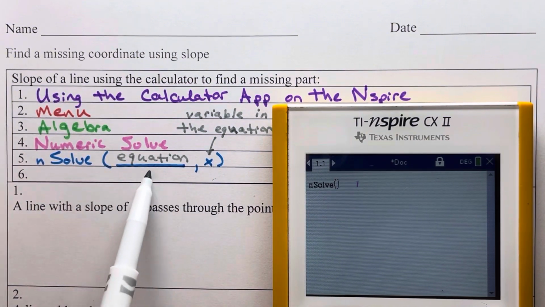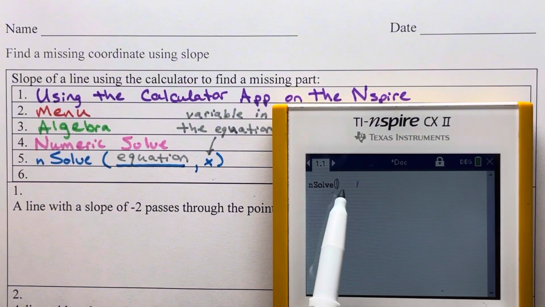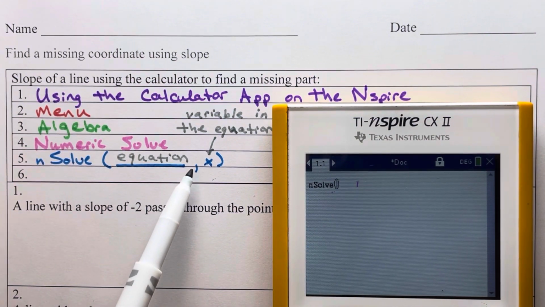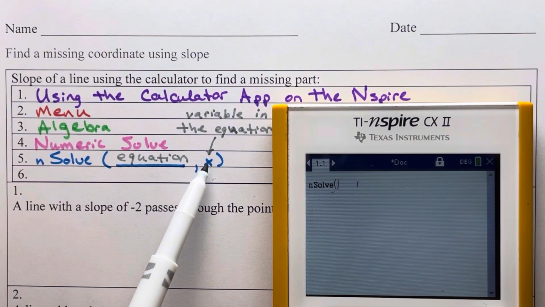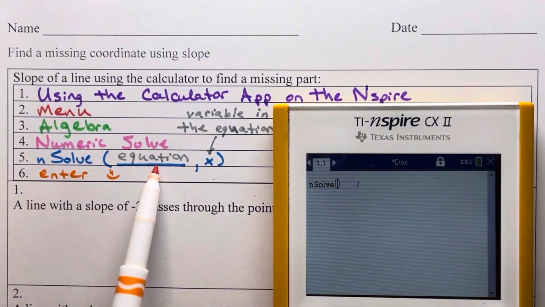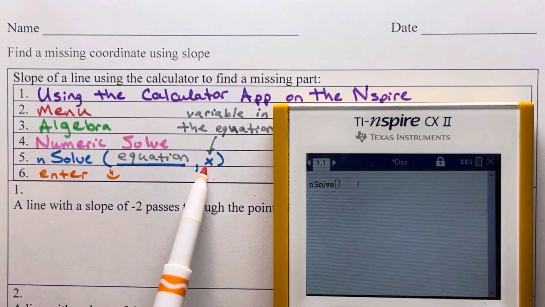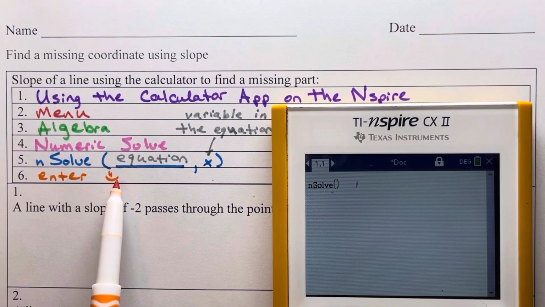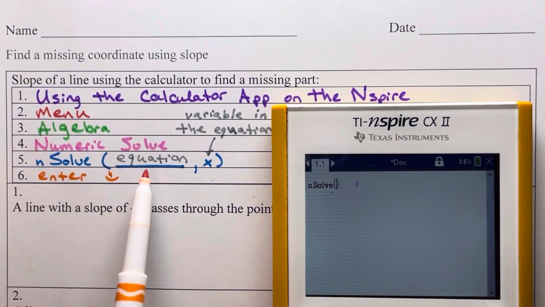Inside of these parentheses, you will be typing the equation that you're trying to solve. Before you push enter, before you step out of these parentheses, you will type a comma, and then whatever the letter is in your equation that you are solving for. After you have typed in your equation and pushed comma and the variable that you are solving for, you'll just hit enter, and the missing part of our slope formula, the missing coordinate point, will be there for you.